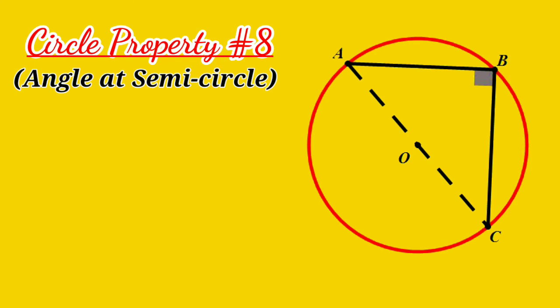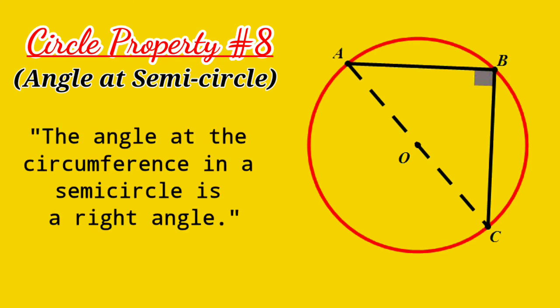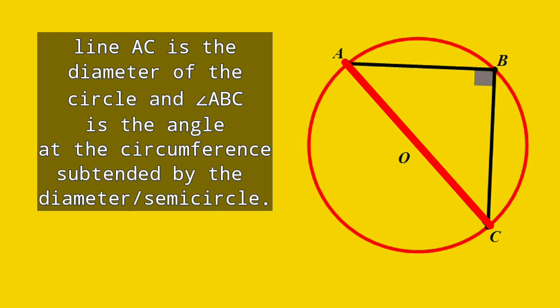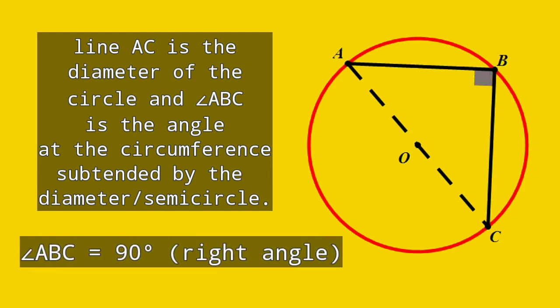Circle property number 8, angle at semicircle. The angle at the circumference in a semicircle is a right angle. In this figure, line AC is the diameter of the circle and angle ABC is the angle at the circumference subtended by the diameter. We say angle ABC is a right angle.